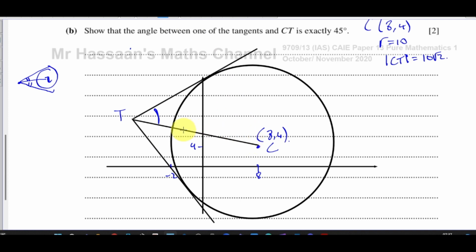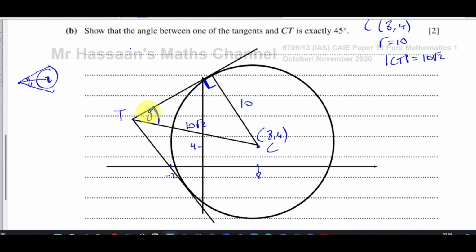So I know that if I join the center to the place where the tangent meets the radius, one of the laws that we learn about circles and tangents to circles is that the tangent meets the radius at the point where the tangent touches the circle at 90 degrees. So that's definitely 90 degrees. I know that the radius of the circle is 10. There's 10 between those two. And I know that CT is 10 root 2.